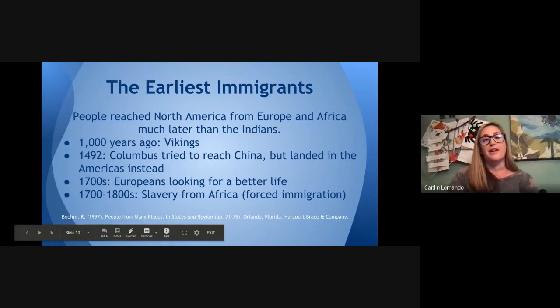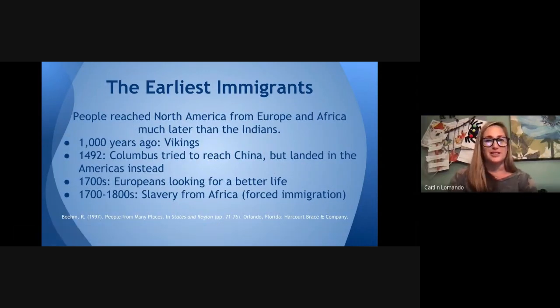People reached North America from Europe and Asia much later than the Indians. About 1,000 years ago, Vikings came here. The Vikings came to where we live, but they didn't create any permanent settlements. They didn't stay here. In 1492, we know that Columbus tried to reach China, but landed in the Americas instead. In the 1700s, Europeans looking for a better life came to America and took the land from the American Indians. We know that the British came and colonized America and sent people here to live.